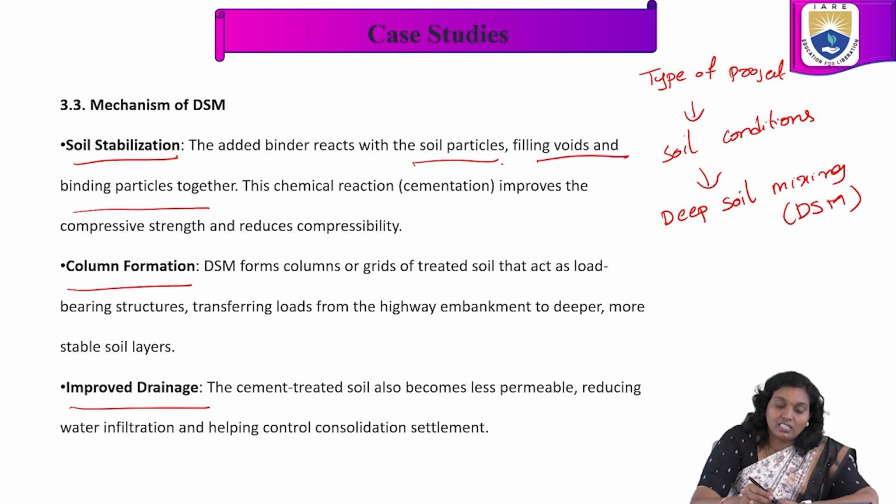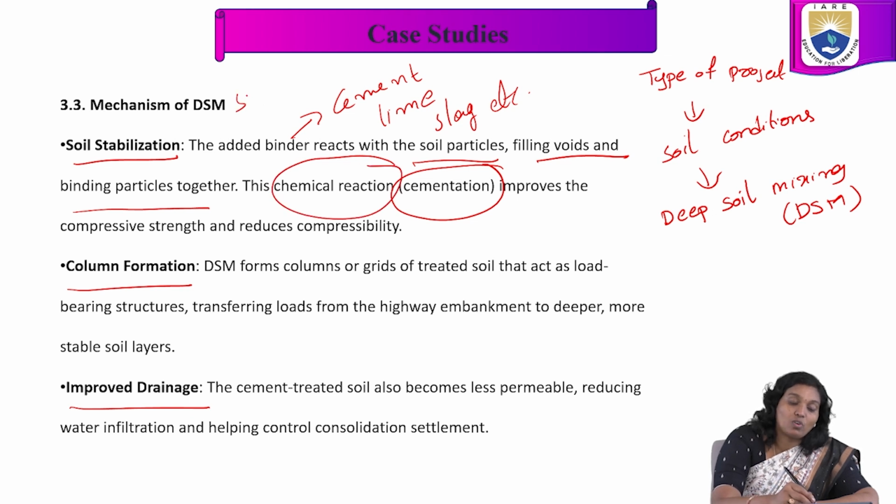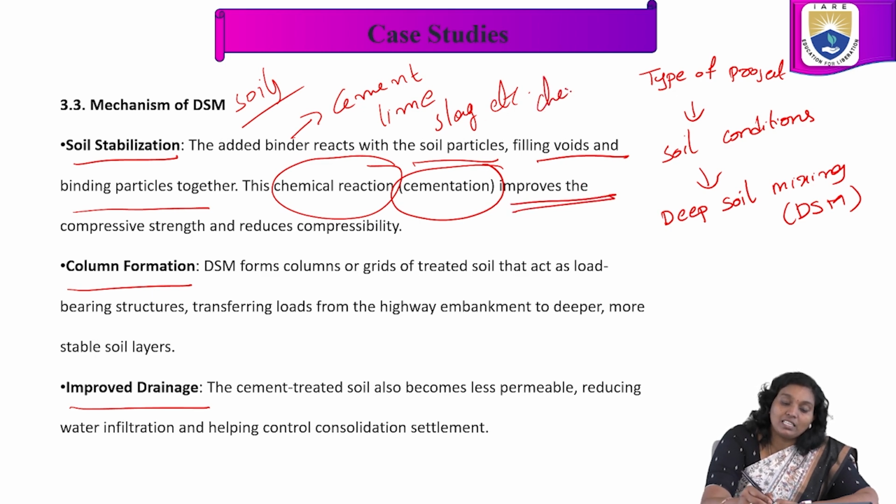This chemical reaction happens whenever we are filling with binders, whether they are cement or other materials like lime, slag, etc. So they are creating some chemical reactions with the soils. And we may also choose two different binders; the addition of that also creates some chemical reaction. It improves the soil.